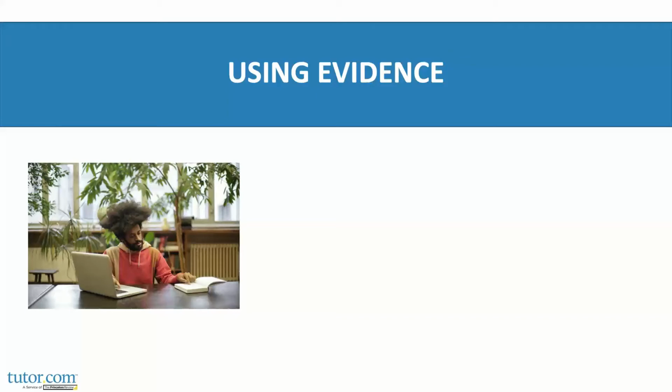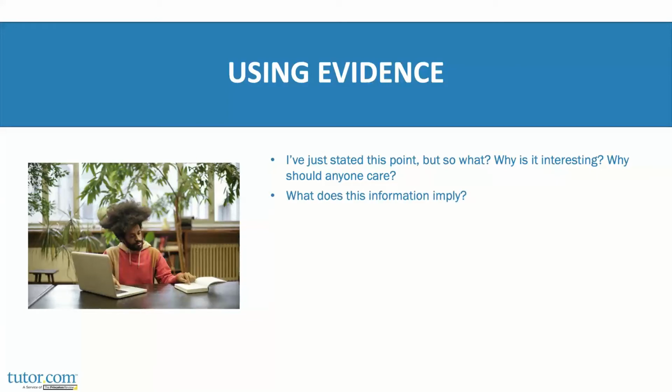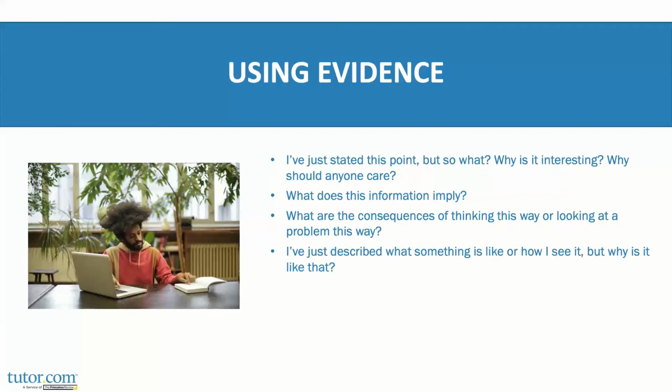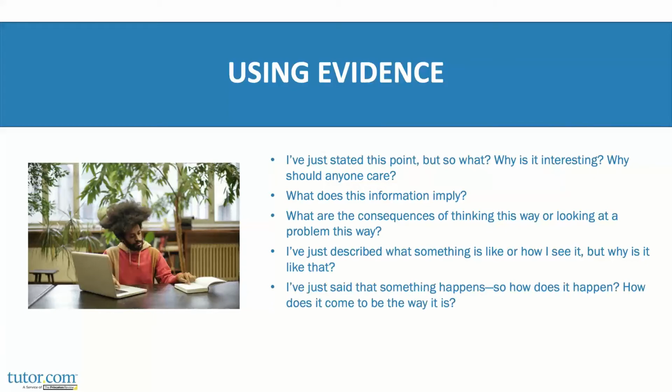So try to spell out the connections that you're making in your mind when you choose your evidence and when you decide where you're going to place it in your paper. So here are some good questions to ask yourself when writing and determining where your evidence should go. I've just stated this point, but so what? Why is it interesting? Why should anyone care? There's your evidence. What does this information imply? What are the consequences of thinking this way or looking at a problem this way? I've just described what something is like or how I see it, but why is it like that? I've just said something happens. How does it happen? How does it come to be the way that it is?